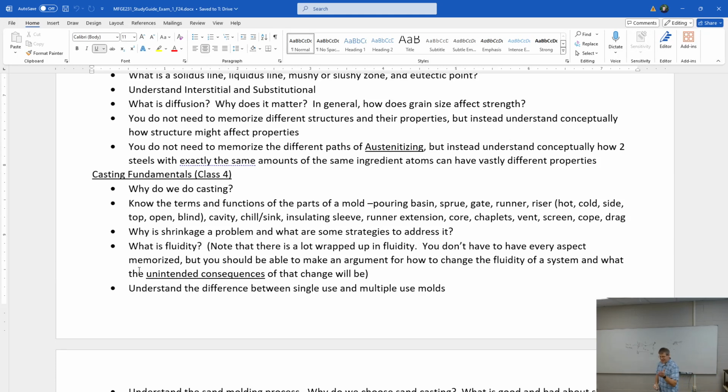All right, austenitization. You're just making me say it a lot of times. This is really cruel. Okay, I don't need you to know the separate paths. There were a ton of different paths, but what I need you to know about austenitization is, what is important to us? How do two steels with exactly the same ingredients have totally different material properties? Okay, how does that happen?